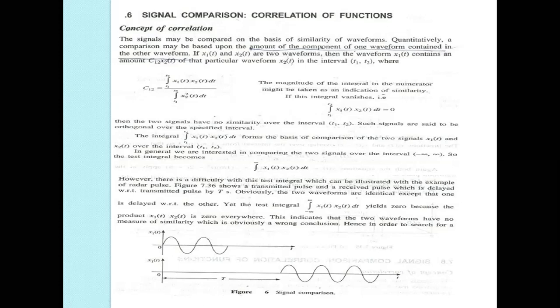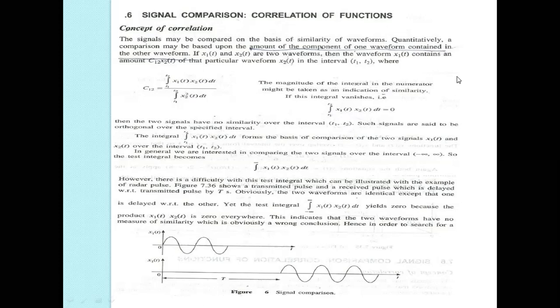Actually, it is f of t, xn of t and xn square of t. Here the 2 is the second signal, and taking here also the square means x2 square of t dt. The magnitude of the integral in the numerator might be taken as an indication of similarity. If this integral vanishes, that is, integral t1 to t2 x1 of t x2 of t dt is equal to 0, then the two signals have no similarity over the interval t1 and t2.